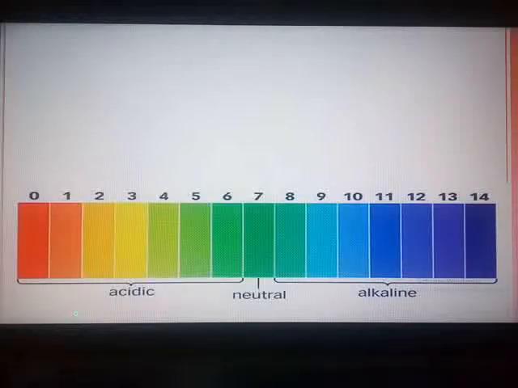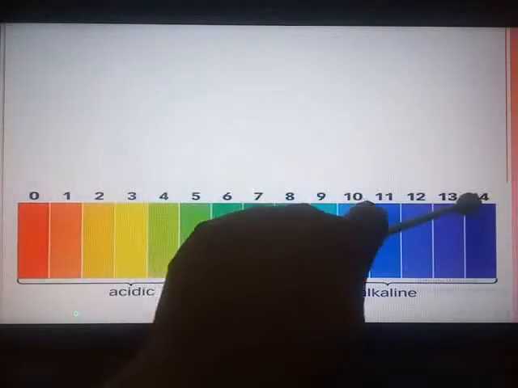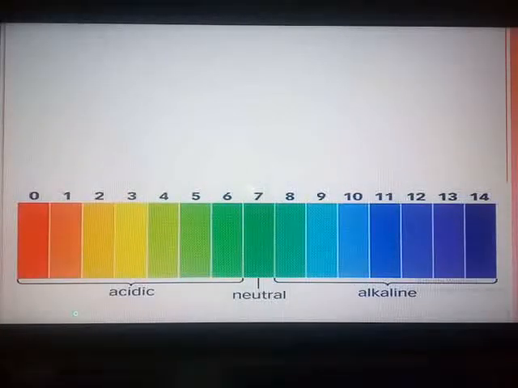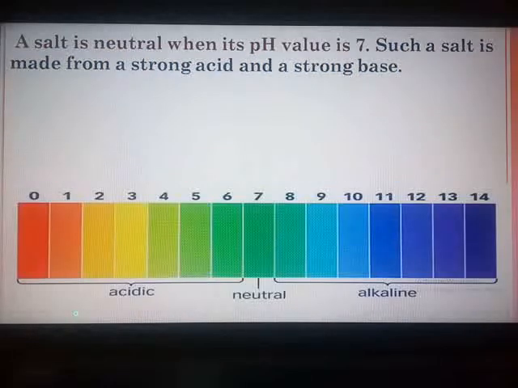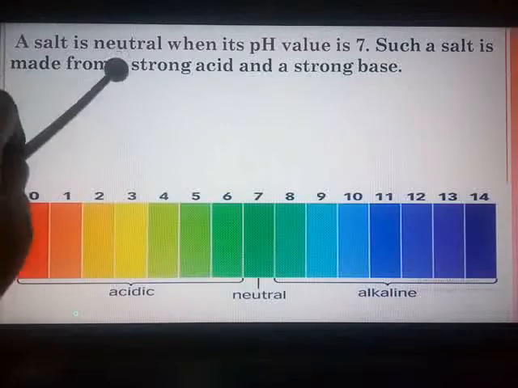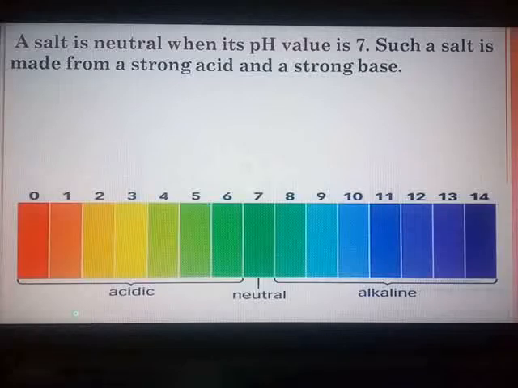Now, the three types of salts are neutral salt, acidic salt and basic salt. When can you say that a salt is neutral? Here you can see the pH scale ranging from 0 to 14. So you can say that a salt is neutral when its pH value is 7, and such a salt is made from a strong acid and a strong base.